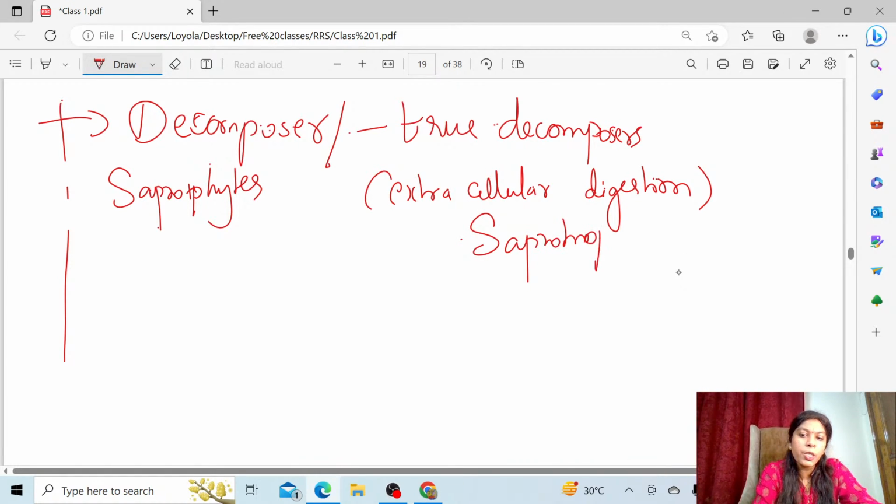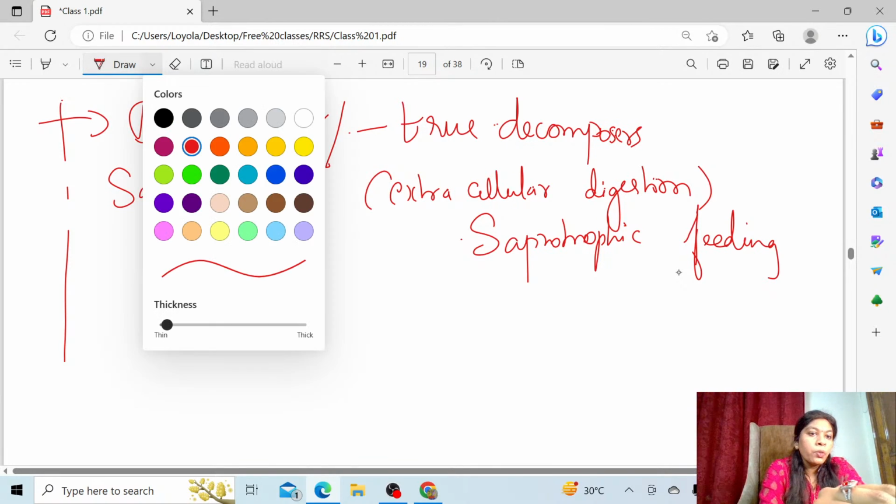Saprotrophic extracellular digestion is something called saprotrophic feeding. Again, here examples are very important. Already twice you have seen these questions appear in UPSC. So directly they have asked which of the following are decomposers. If you want to list decomposers, you can add these.